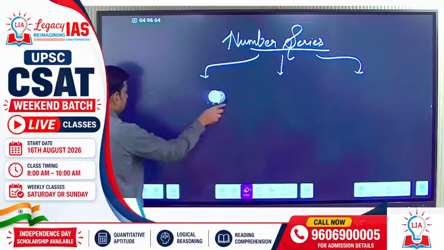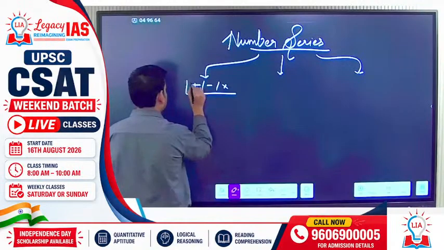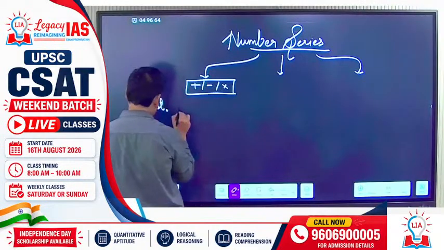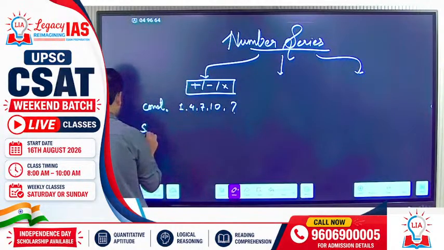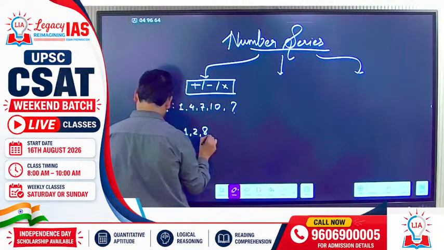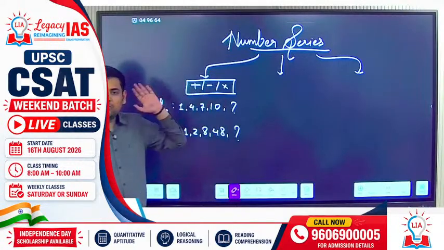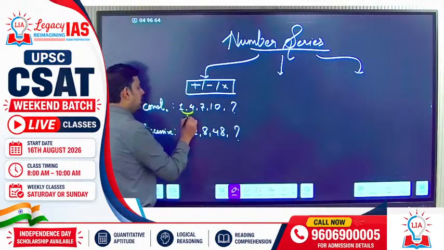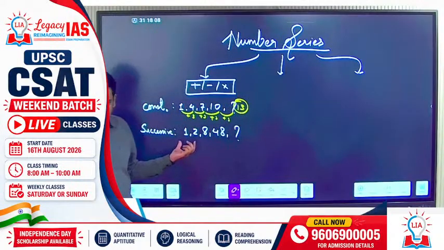Now, again, there are three types. Okay, so one way is that this is based on plus, minus, or multiplication of something throughout the series. Now, that something may be constant. For example, here, it is all the time 3 being added. Okay, now, in this case, what is the series?